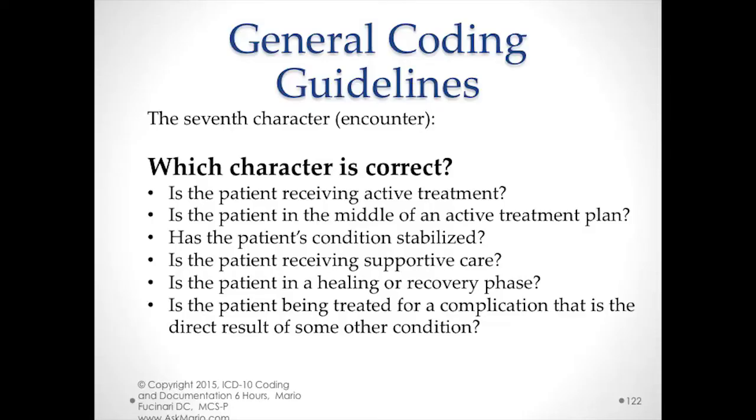So when you're thinking about the seventh character, you're going to ask yourself certain questions. You can use that now, even though the clarification will come later and focus the picture. Is the patient receiving active care? If the answer is yes, it's probably an A code, okay? Is the patient in the middle of an active treatment plan? Yes, so that is probably going to be a D type of character there.